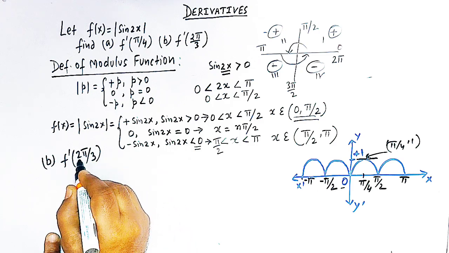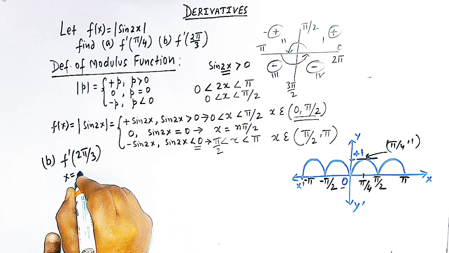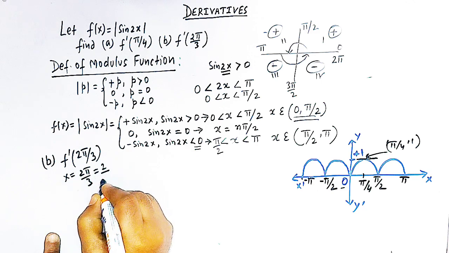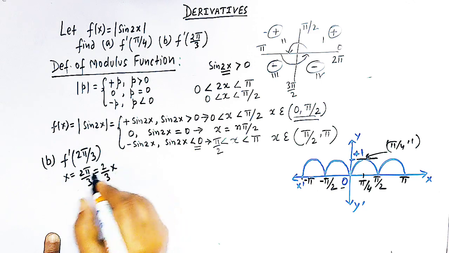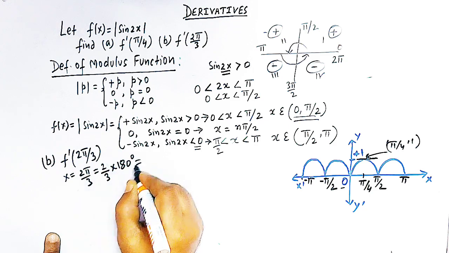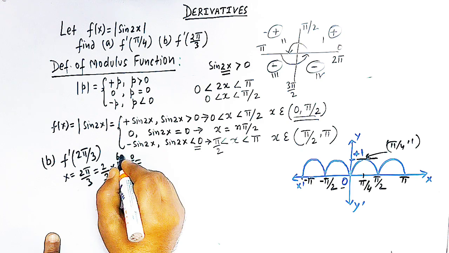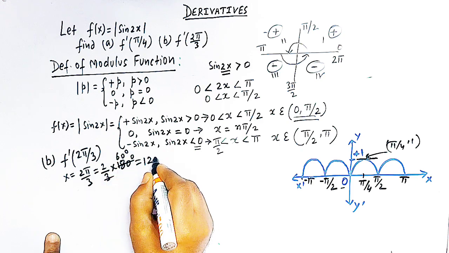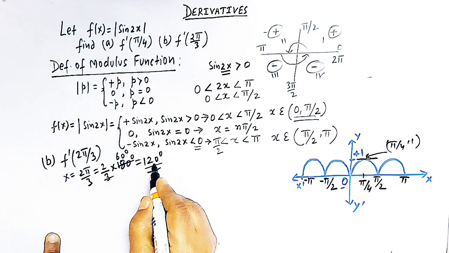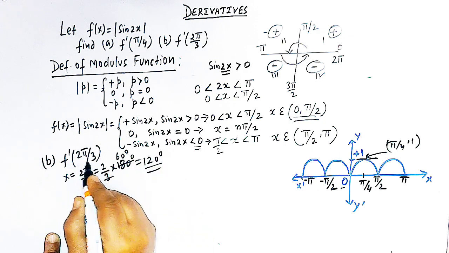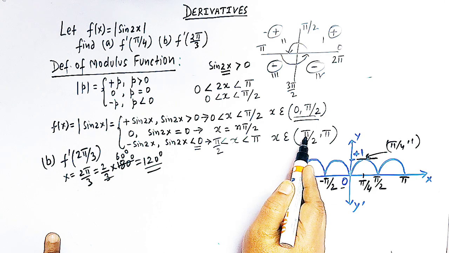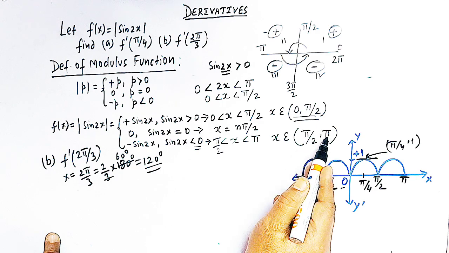Now see, this angle, x equal to 2 pi by 3, can be written as 2 over 3 times pi radian, which is equal to 180 degrees. So this is 3 times 60, so this is 120 degrees. And x equal to 120 degrees, or 2 pi by 3, lies in the interval pi by 2 to pi, right?